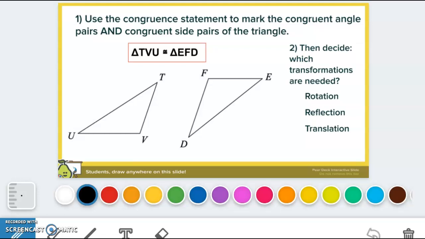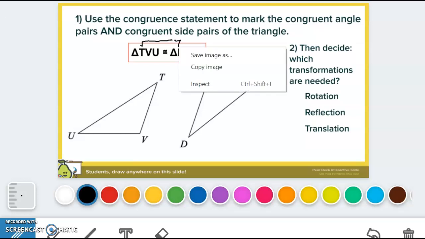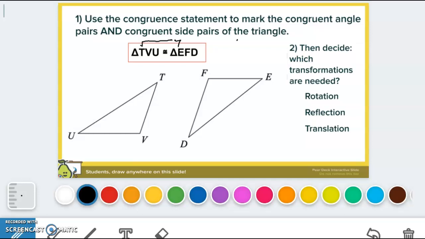You can't go by the visual as to which are the parts that correspond. You need to go with the congruent statement. The statement inside the red box is what we call the congruent statement. And to do that, we are going to match the first letter with the first letter. So T matches with E, right? T matches with E. That means I am going to draw T matches with E, so I am going to put one up there and one up there.